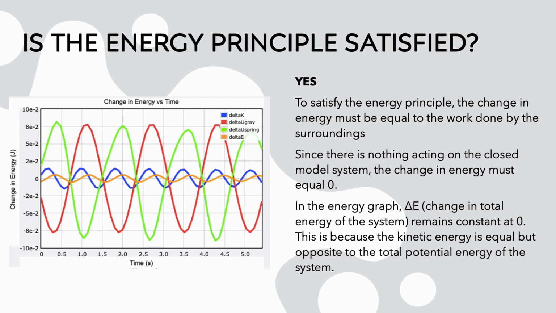After conducting this experiment and compiling all of our data, we have to conclude whether the energy principle is satisfied, and it is in fact satisfied because the energy principle states that the change in energy must be equal to the work done by the surroundings. And in the change in energy versus time graph, we see that the change in energy remains constant and around 0 because the sum of all the energies is equal to 0. Also, we can conclude that there's nothing acting on the closed model system because we made our system the spring and the Earth, that way we don't have to use work done by gravity, and we use gravitational potential energy.